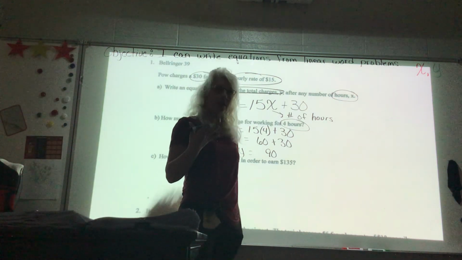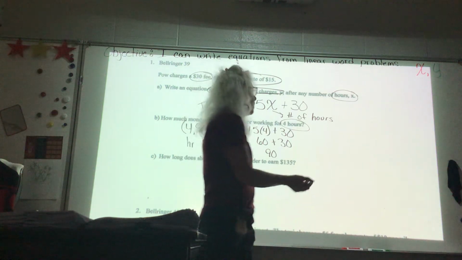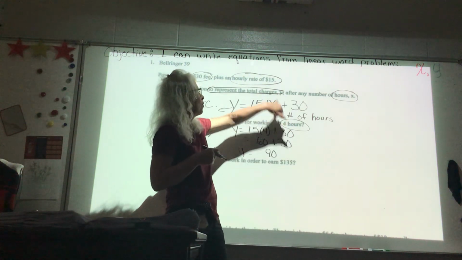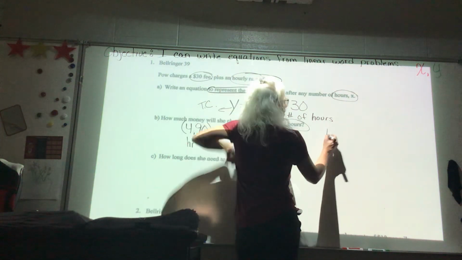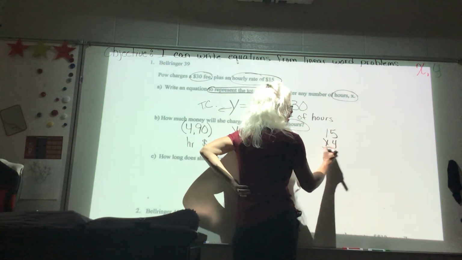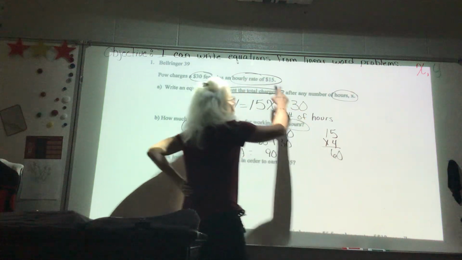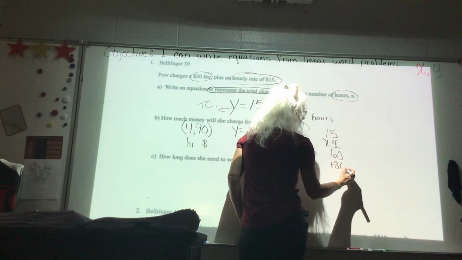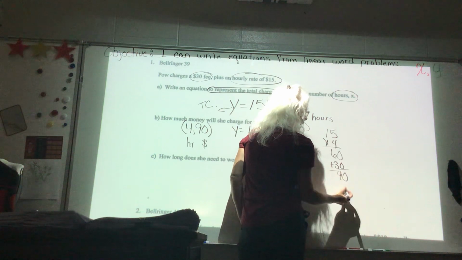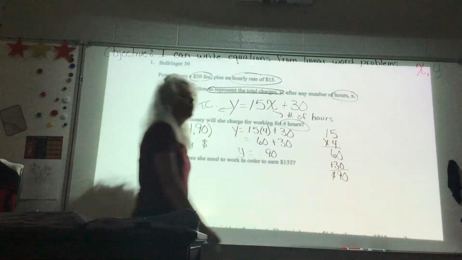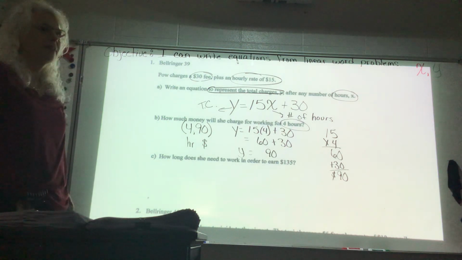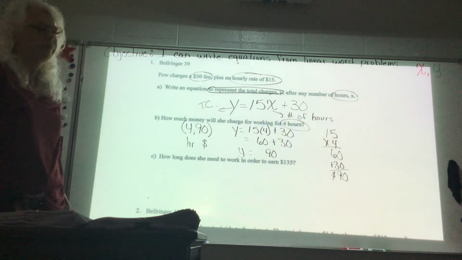if you don't want to use your equation, make sure that you have a good understanding of what's going on, because if she works for 4 hours, for $15 an hour, 15 times 4 is your 60, and then make sure you remember to add on your fee. So you can come up with the same answer, because you're doing the same thing, it just looks like it's in a different form.